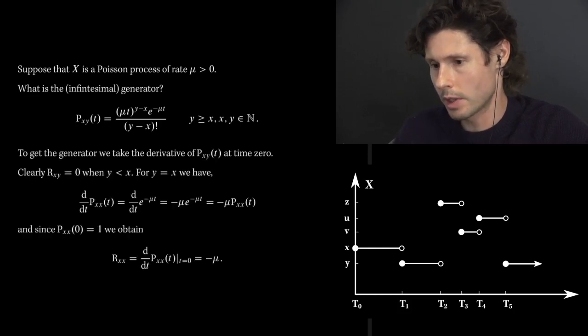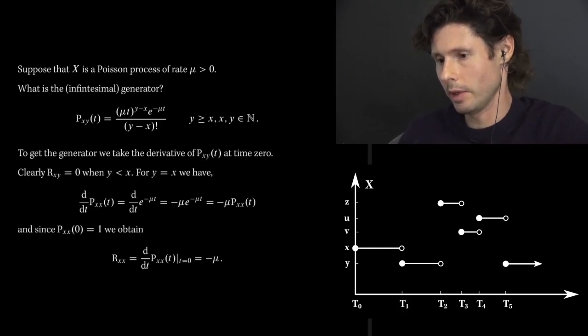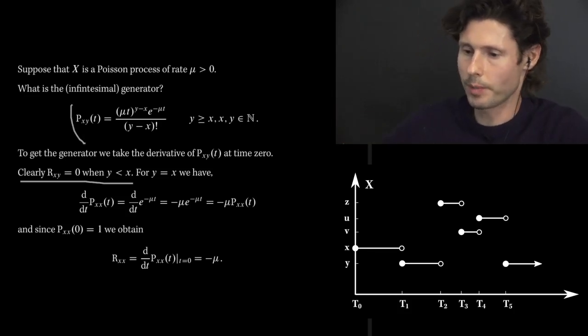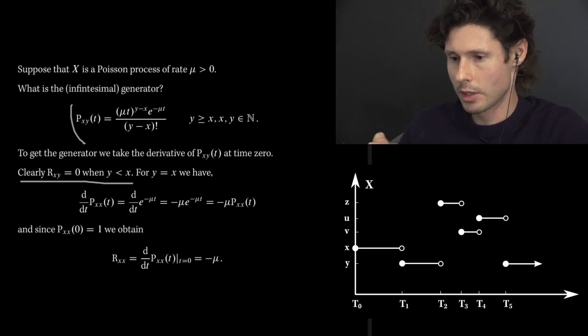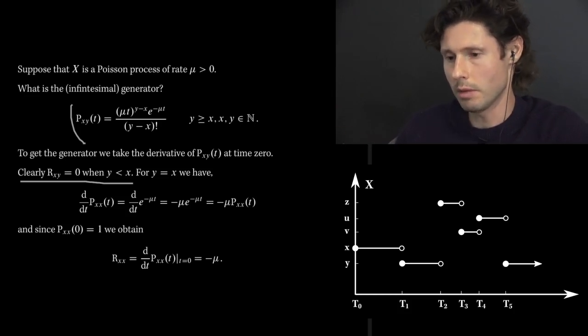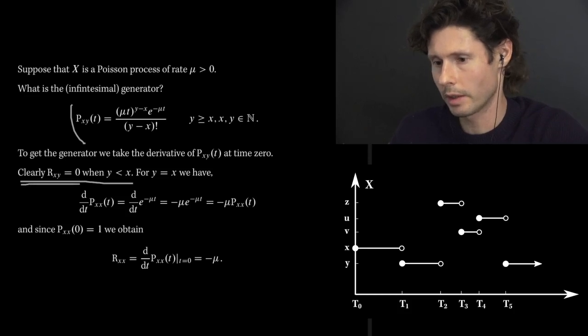So we can do this on a case by case basis here. One thing we clearly know right away is that the generator for xy is 0 when y is less than x, and this is because the transition probability is 0. The Poisson process always goes up, it never transitions downwards, so that transition probability is 0. Taking the derivative of 0 gives you 0, so this is the simple case.